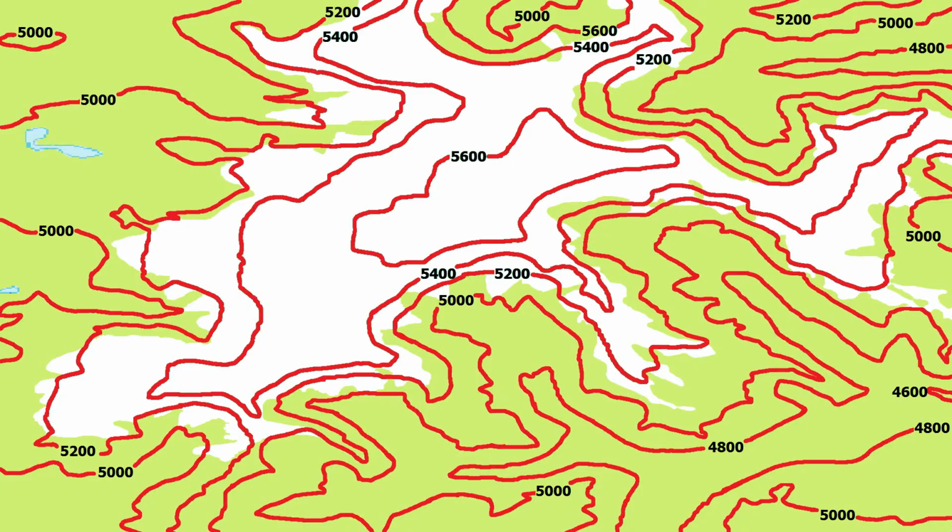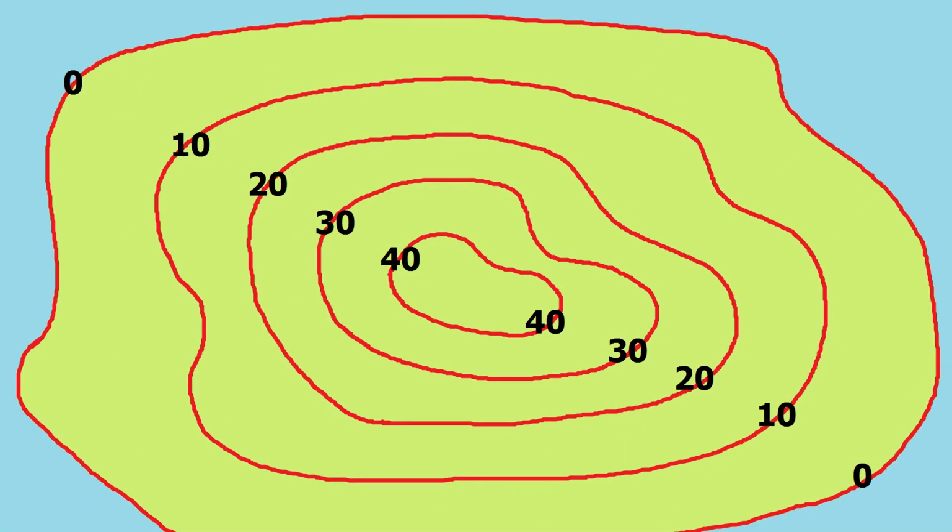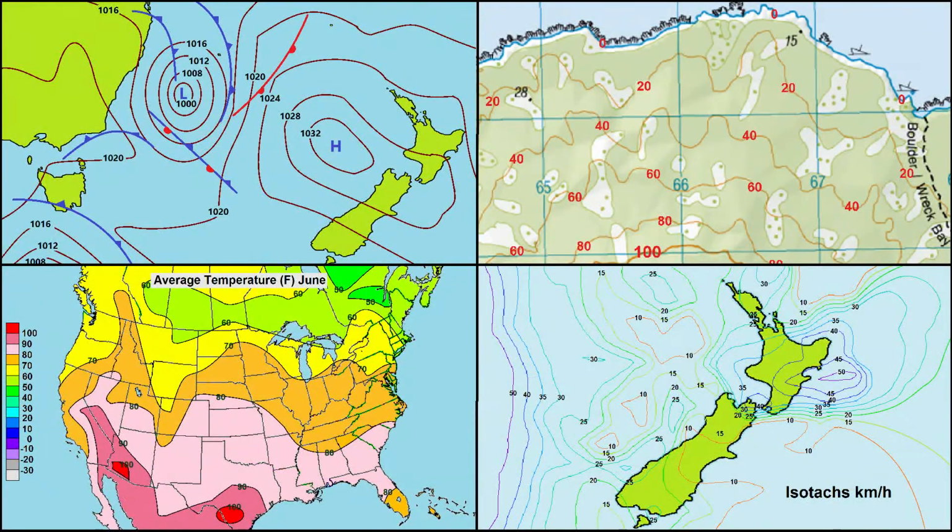Today, I'm going to show you how to draw an isoline. Isolines are lines that connect points of equal value. There are different types of isoline.